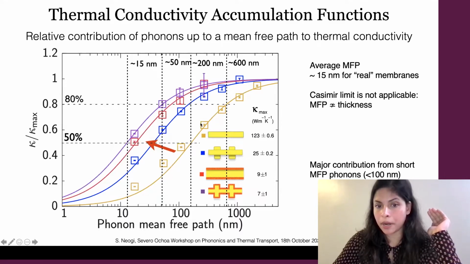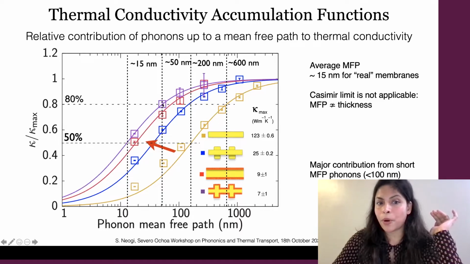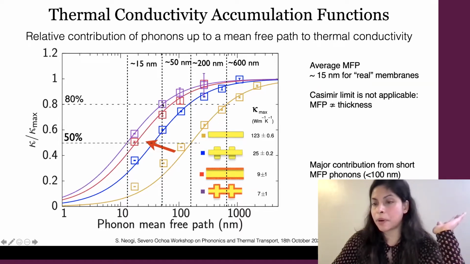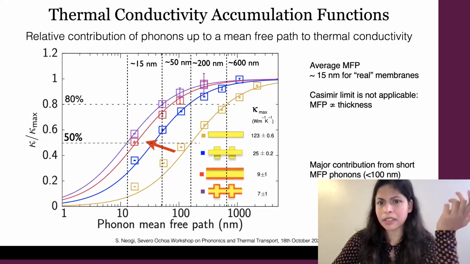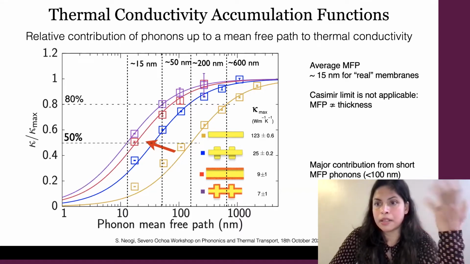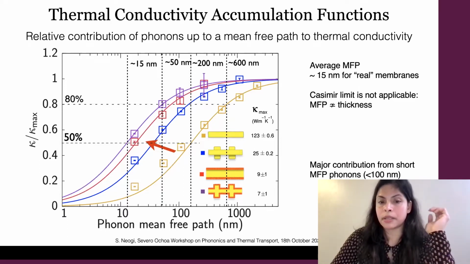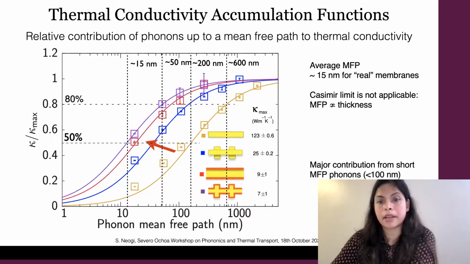This is the membrane, and as you go to the rough, oxidized, and oxidized plus rough cases, you get almost 15%. By this point, you already have 80% of the thermal conductivity accumulated. So that tells us that there must be something happening to the phonons, and something must be reduced because of the surface native oxide, which is producing this thermal conductivity reduction.